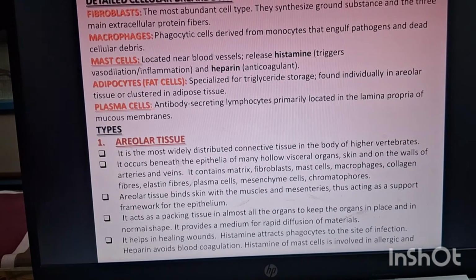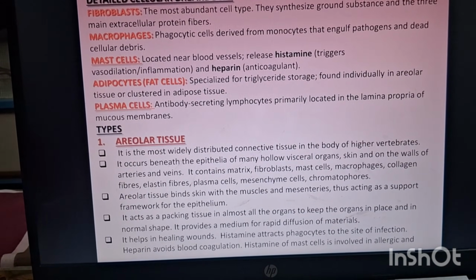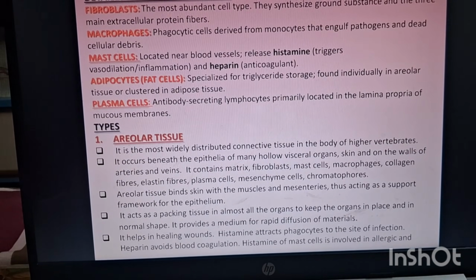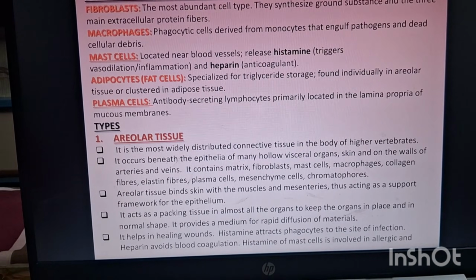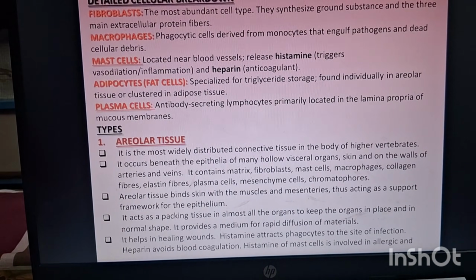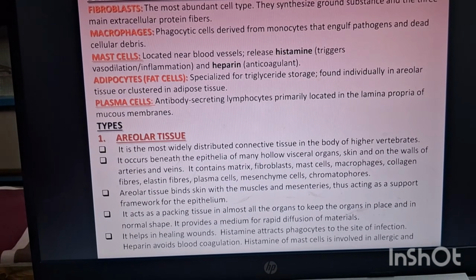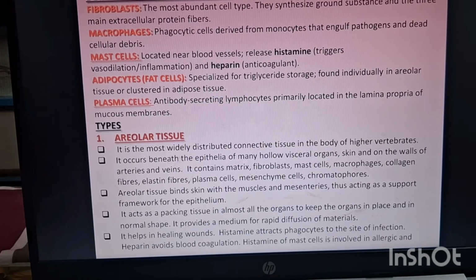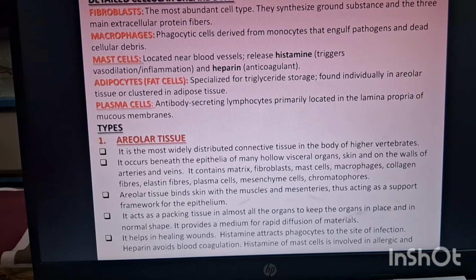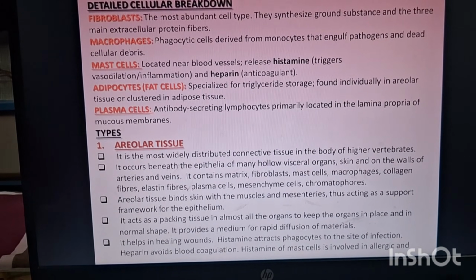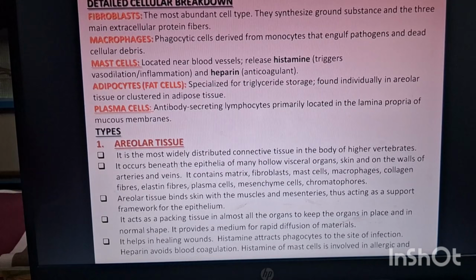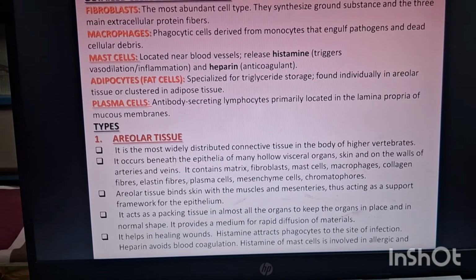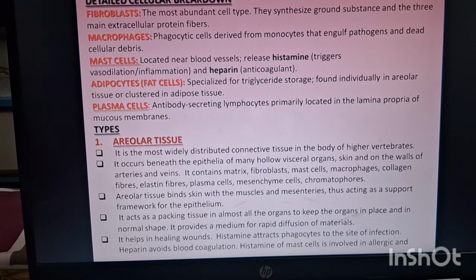Next, types. First is the areolar tissue. It is the most widely distributed connective tissue in the body of higher vertebrates. It occurs beneath the epithelia of many hollow visceral organs, skin, and on the walls of the arteries and veins. It contains matrix, fibroblasts, mast cells, macrophages, collagen fibers, elastin fibers, plasma cells, mesenchyme cells and chromatophores. Areolar tissue binds skin with the muscles and mesenteries, thus acting as a support framework for the epithelium.